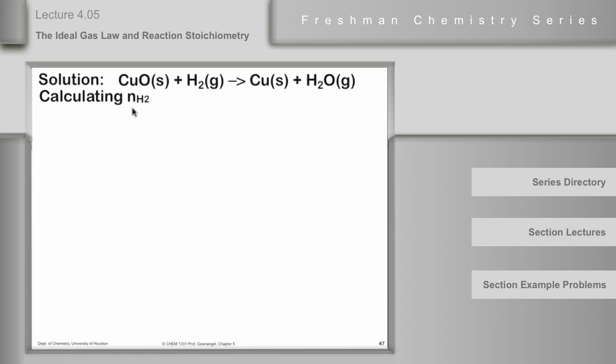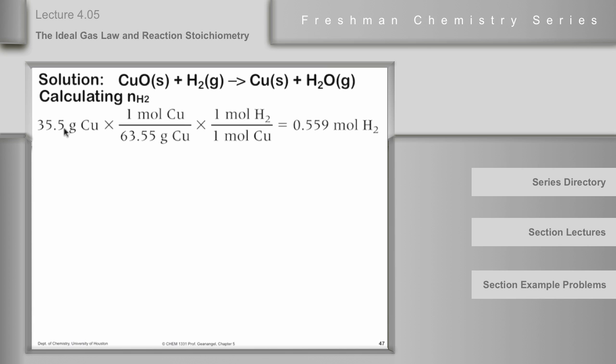The details look like this. 35.5 grams of copper times 1 mole of copper over the periodic table value, 63.55 grams, times 1 mole of hydrogen to 1 mole of copper, and that gives us 0.559 moles of hydrogen. So mass of copper to moles of copper to moles of hydrogen.